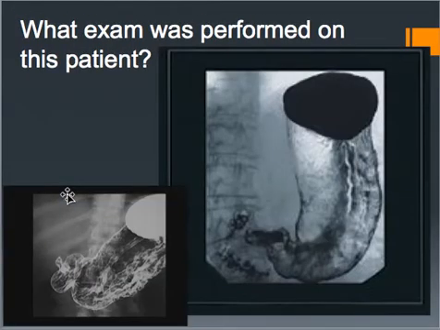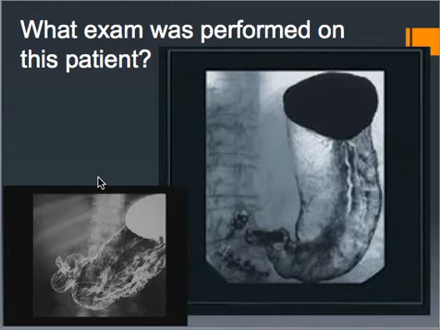What exam was performed on this patient? There's two different images here. These are both upper GIs. Remember what upper GI stands for? Upper gastrointestinal. So these look just slightly different because the image is inverted. You can see the contrast here is white. You can see the rugae of the stomach. However, on this image, the contrast appears black. That's just because they did a modification on the computer itself and inverted the colors on the screen.